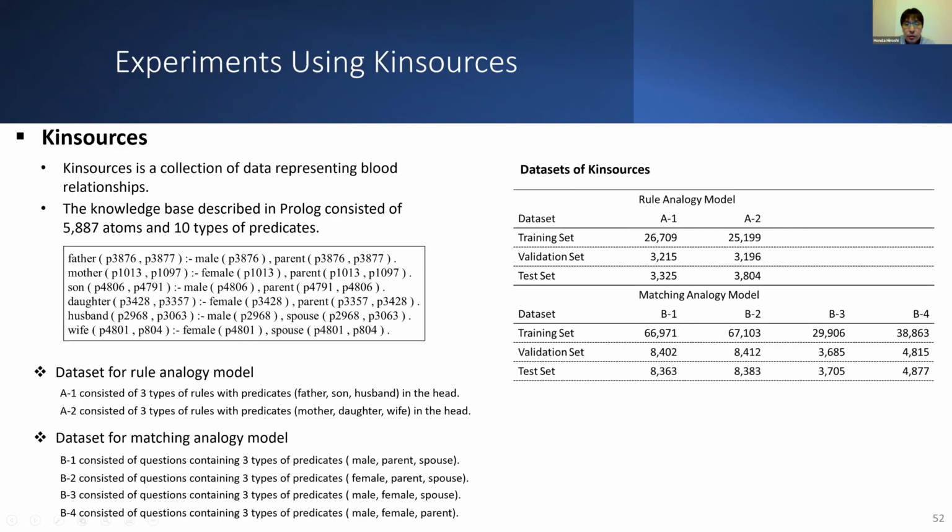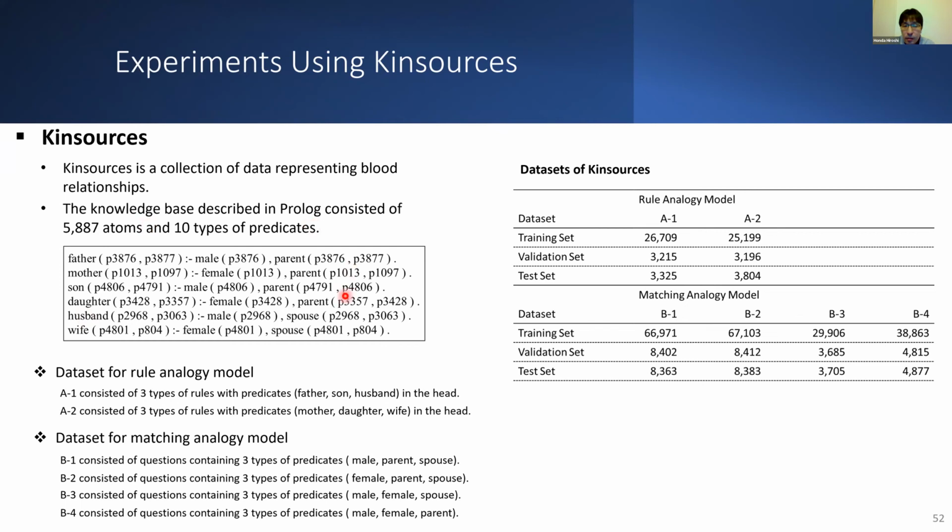Next, I will show you the results of evaluation experiments. We evaluated the analogical reasoning system using Kinsources. Kinsources is a collection of data representing flat relationships. The knowledge base described in Prolog consisted of 5,887 atoms and 10 types of predicates.